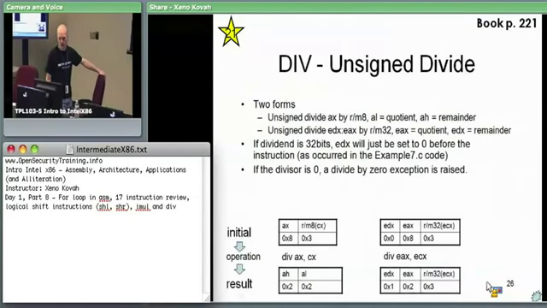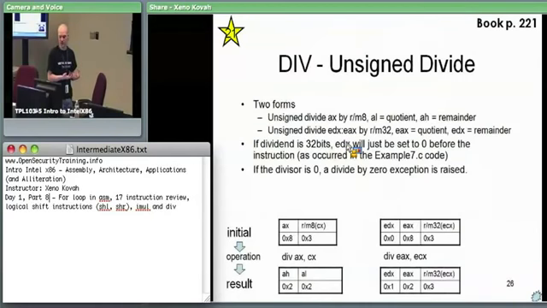And so there's 2 forms of this. There's one of them which is doing a divide of AX by an RM8 that you specify. So this goes back to those small forms that we're talking about. So you can take AX, a 16-bit value, and divide it by an 8-bit value. And then you're guaranteed that the quotient will fit in AL, a 1-byte value, and the remainder will fit in AH, a 1-byte value. And then the bigger form is you take EDX and EAX.